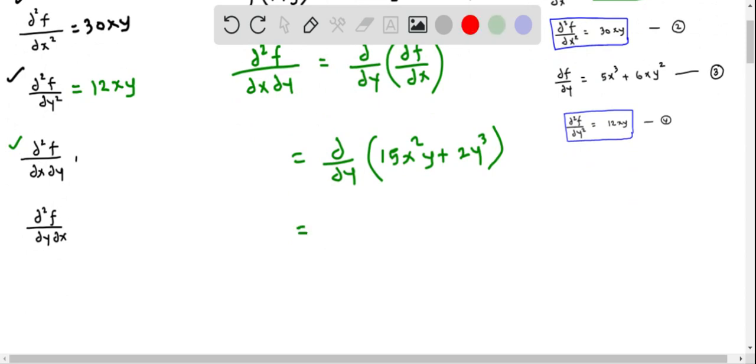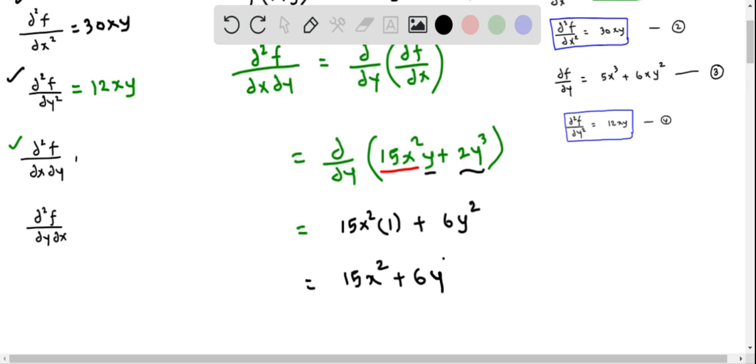So I'm going to consider this 15x squared as constant, and so I write 15x squared. The partial derivative of y with respect to y is 1, since we are differentiating partially with respect to y. And then the derivative of 2y cubed with respect to y, using the power rule, is 6y squared. And so this gets simplified to 15x squared plus 6y squared. This is the partial derivative of f with respect to x first and then with respect to y. Let's say this is equation number 5.